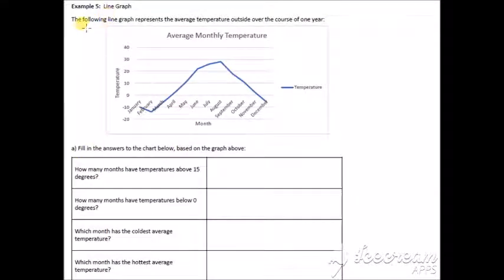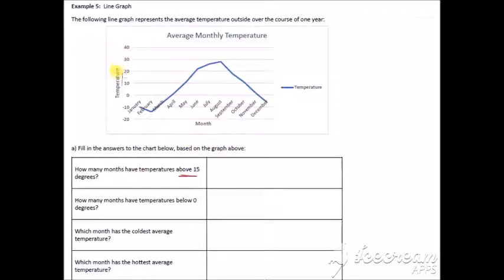All right, line graphs. So we're going to talk about reading this line graph. The following line graph represents the average temperature outside over the course of a year. So if you take a look, like in Canada, at least, January, February, March, quite cold. Then you have a peak in those summer months, and then it gets cold again. So fill in the answers to the chart below based on the graph above. And I'm going to keep it clean, okay? So how many months have a temperature above 15 degrees?